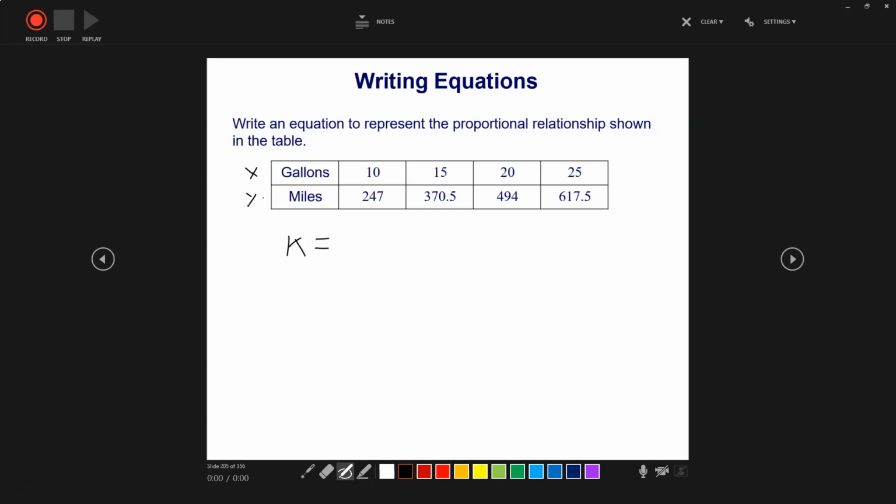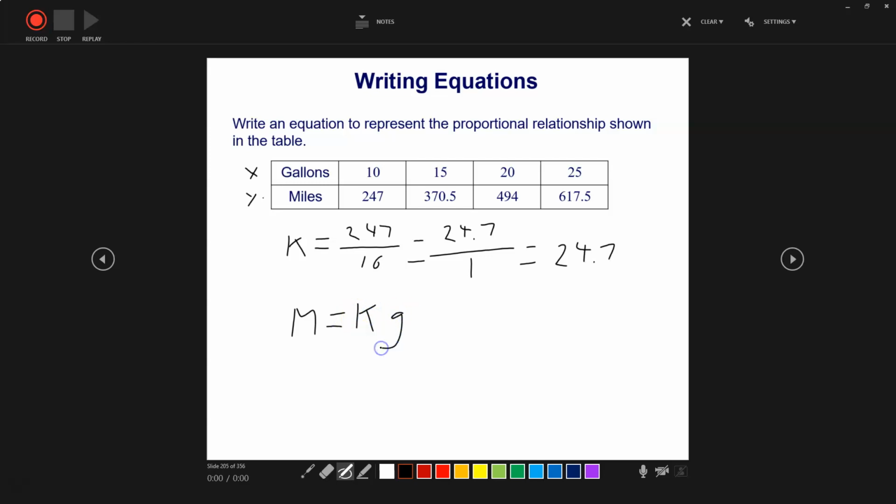All right, K equals Y over X. So 247 over 10 equals, you can do mental math or use a calculator once again, 24.7 over 1. And simplified, that's 24.7. Okay, so let's turn that into an equation. Phew. Okay, so M, that's our miles, that's our Y, equals KG.